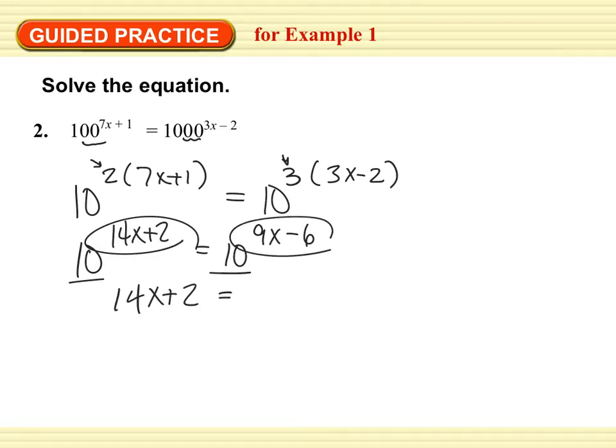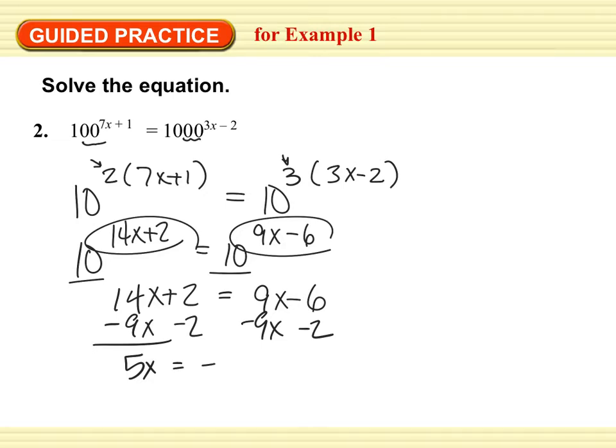14x plus 7 equals 9x minus 6. Okay, 14 minus 9 is 5. -6 minus 7 is -13. Ooh, x equals -13 over 5. That doesn't feel good, but it's correct.